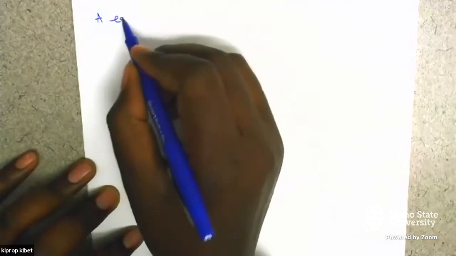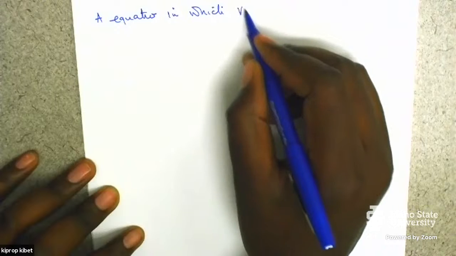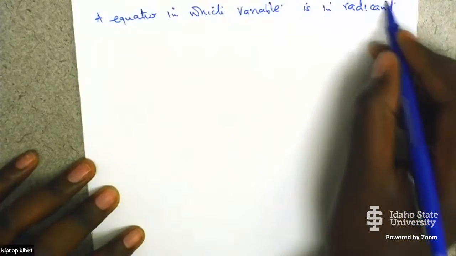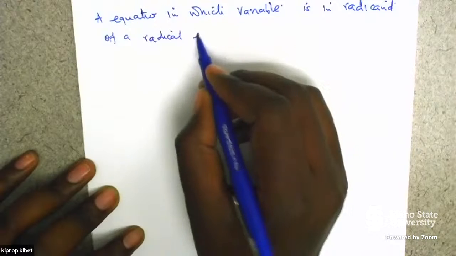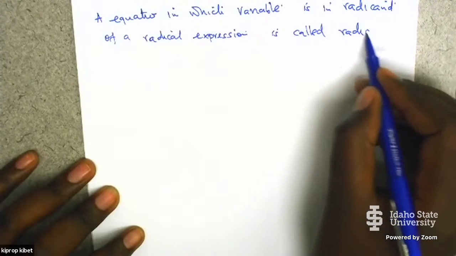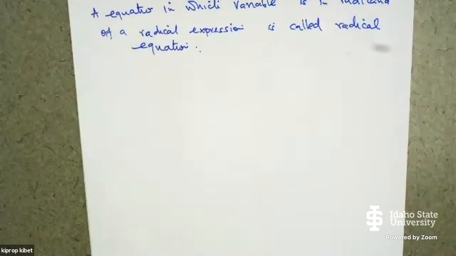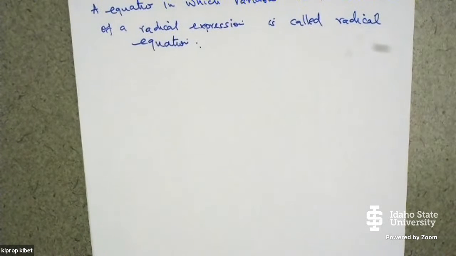So an equation in which a variable is in the radical expression is called a radical equation. So an equation in which the variable is in the radical expression is called the radical equation. Now, how can we solve the radical equation?